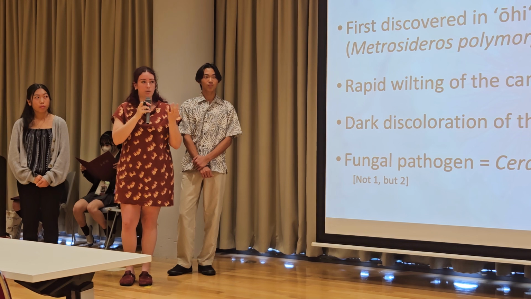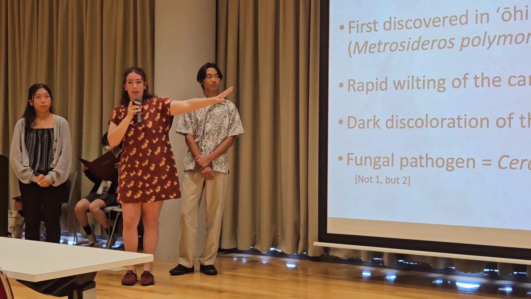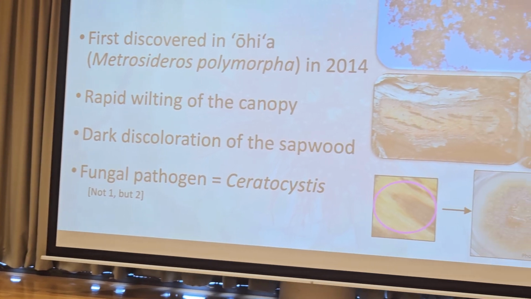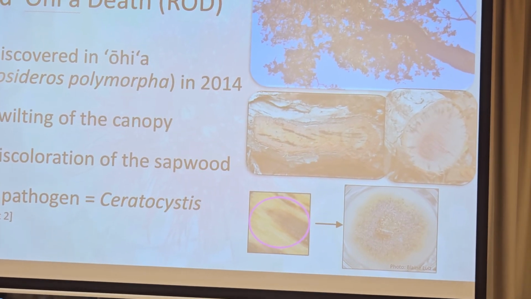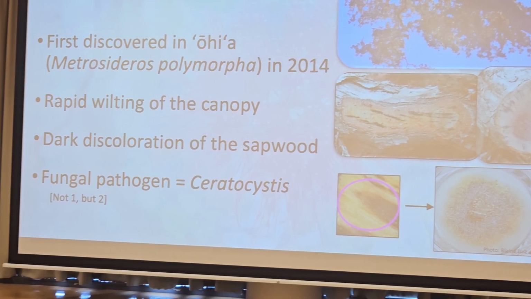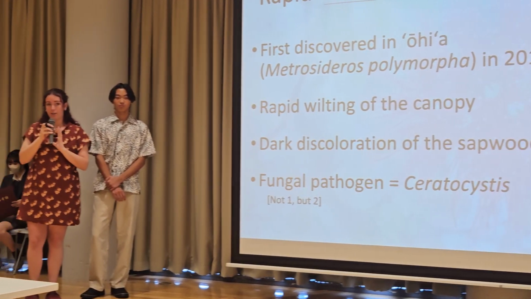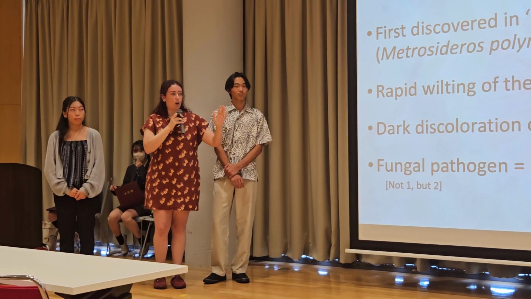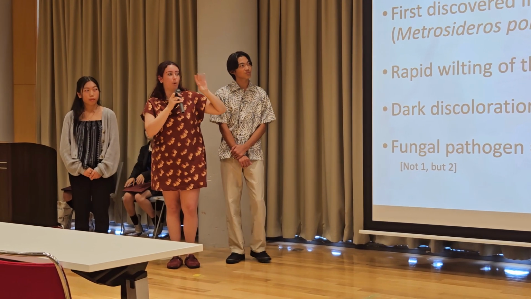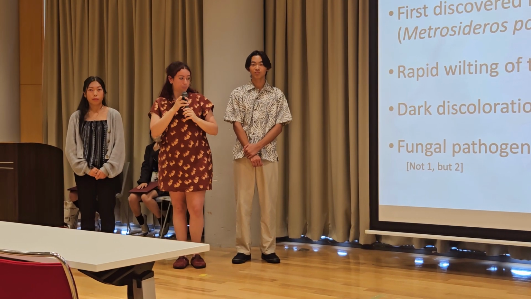When the tree was cut into, scientists found this dark staining throughout, if you can see on the right side of the screen, and there's this dark staining which is in the sapwood, which is the fungal pathogen within the tree. And when this was tested, they found out that it was this fungal pathogen, ceratocystis, which causes the tree to die, and the staining within the bark of the tree and within the wood.